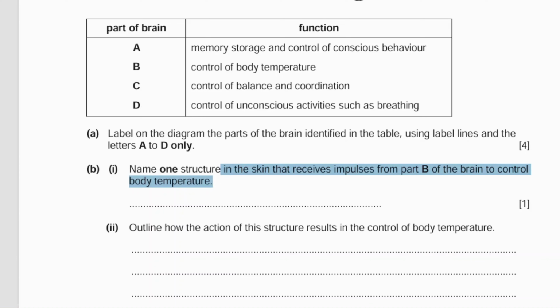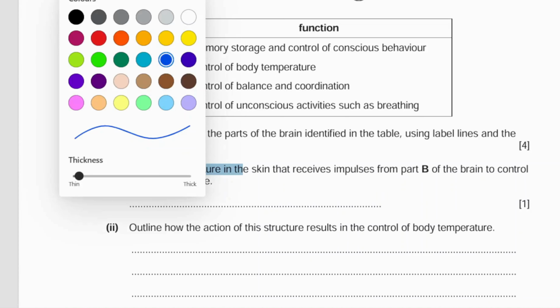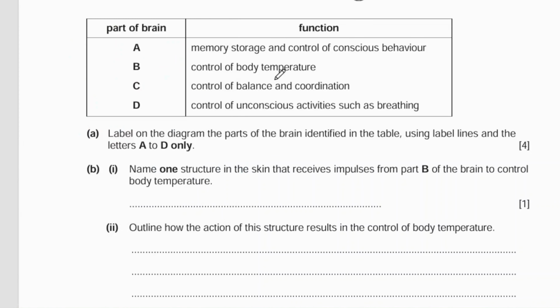Okay, name, sorry, I read it wrong. Name one structure in the skin. What is present in the skin? I was also thinking about the brain, it's hypothalamus. But what is in the skin? Okay, we can say sweat glands. We can say many things like erector muscles, the blood vessels. So sweat glands can be.